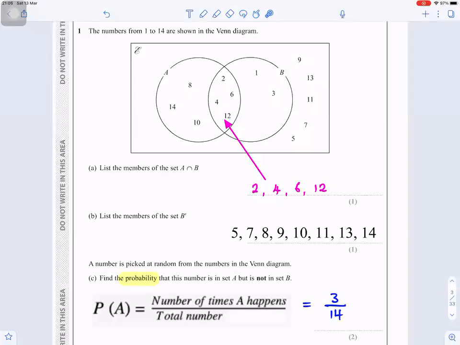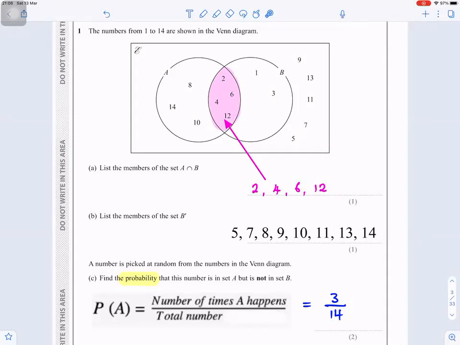Question number 1. The numbers from 1 to 14 are shown in the Venn diagram. List the numbers of the set A intersection B. A intersection B is what is found in A and also found in B. So it's the part which I'm shading there. So the numbers which are found in A and in B are 2, 4, 6, and 12.